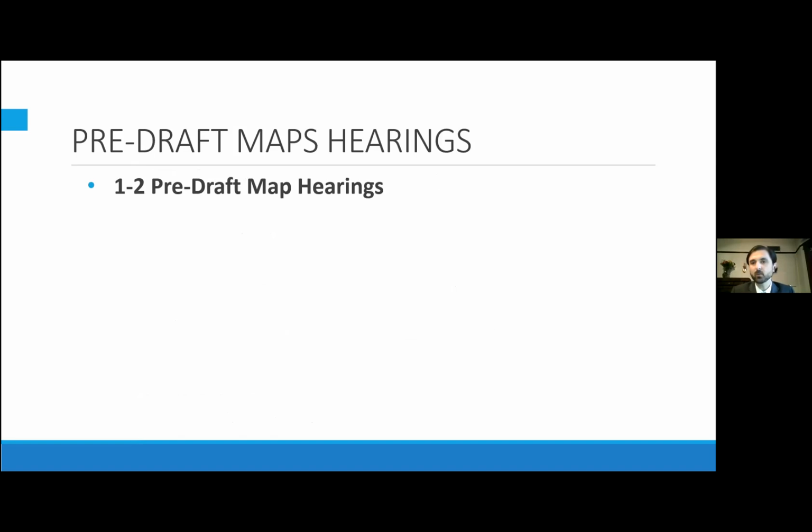Let's talk a little bit more about those pre-draft map hearings. So again, you have a minimum requirement of 1 to 2. In terms of the timing, these can be held at any time. There's no requirement that the census data be out before you start holding those hearings. So this is really up to your jurisdiction how you schedule those.